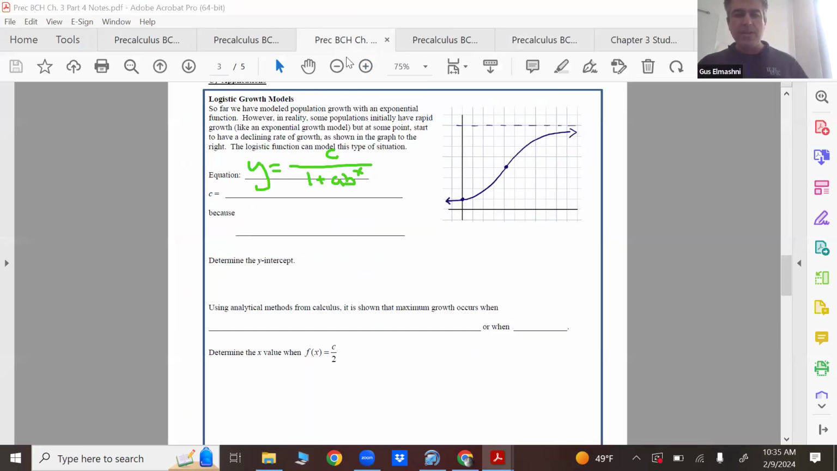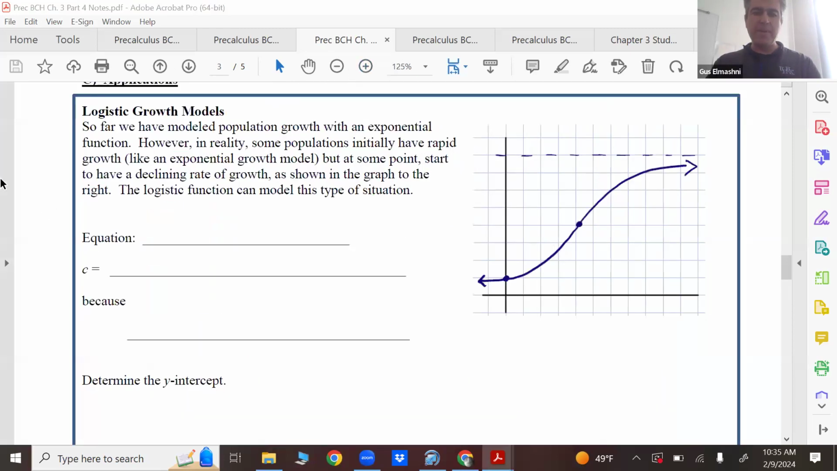Okay, so let's fill out more of this, guys. So C is called the, not the limiting capacity, there's a term for it. 1 plus, C over 1 plus ABX. You know what, guys? Let me do this. Hold on. No. Let me expand it. No, my handwriting. C over 1 plus. There we go. Is that better? Okay.